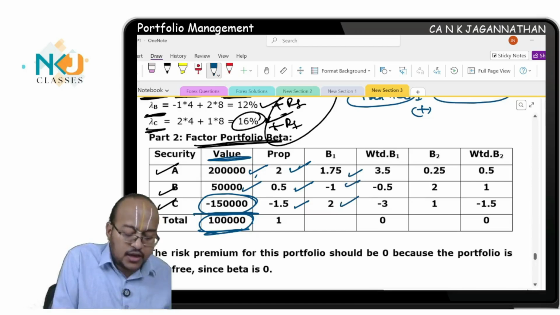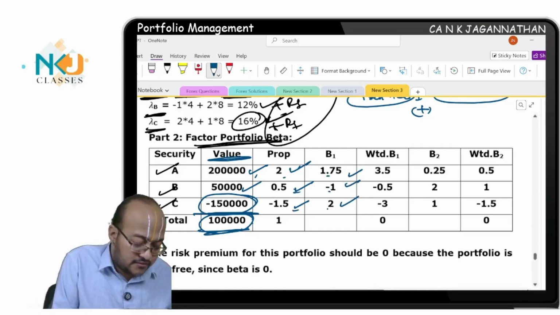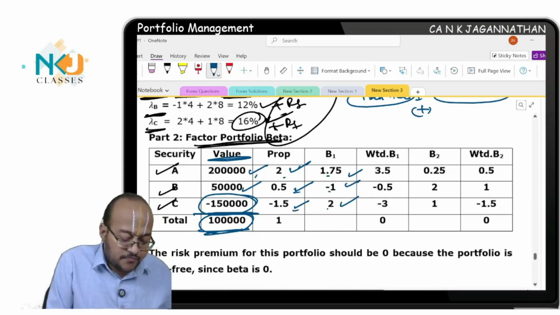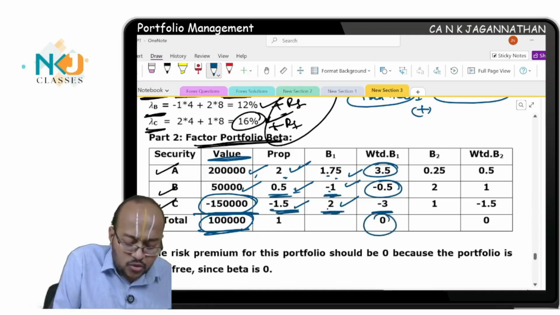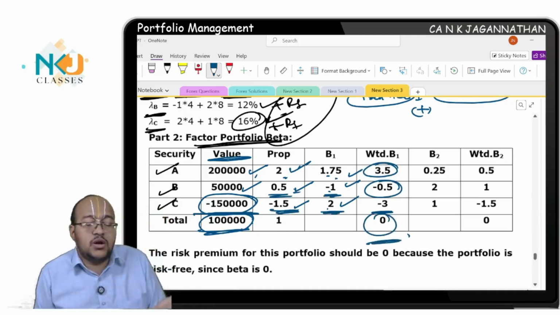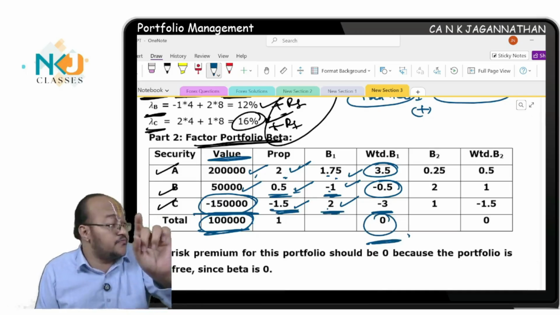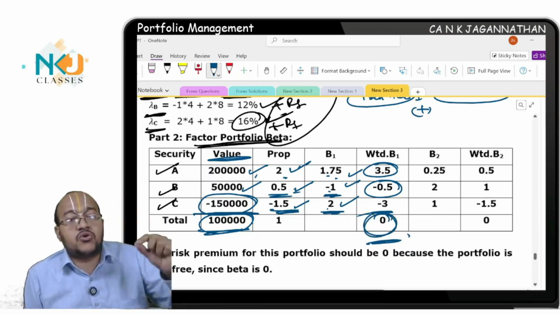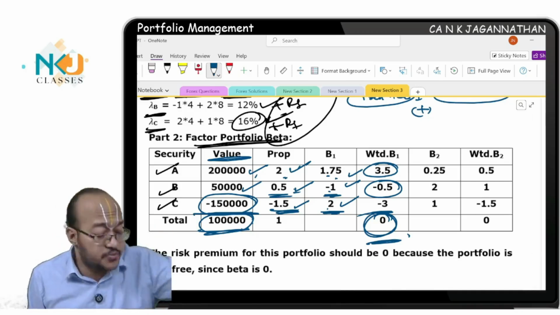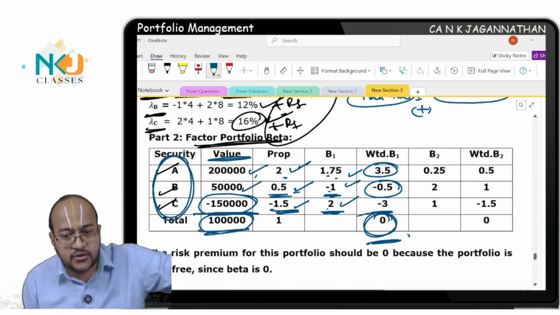Are you all understanding? Now if you multiply this, what is 2 into 1.75, how much is the number? You tell me. See, 2 into 1.75 is 3.5, 0.5 into minus 1 is minus 0.5, minus 1.5 into 2 is minus 3. Total comes to 0. Total comes to 0. Are you all understanding what is happening? Now come to beta. This is for factor risk premium. First, for the first factor, risk premium comes to 0. This is the portfolio risk premium we are talking about, not the individual security risk premium. Portfolio risk premium, where in the portfolio we have all 3 securities in different proportions. That's what they are trying to ask in the second question.